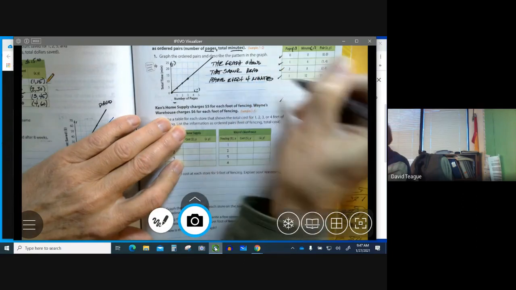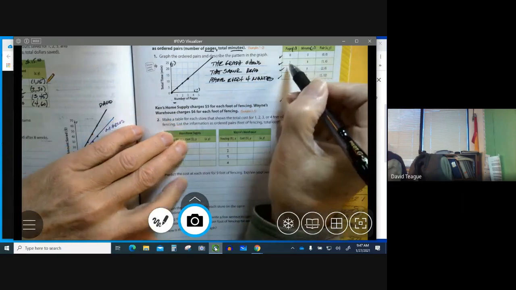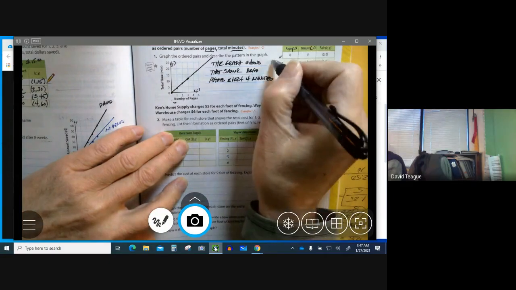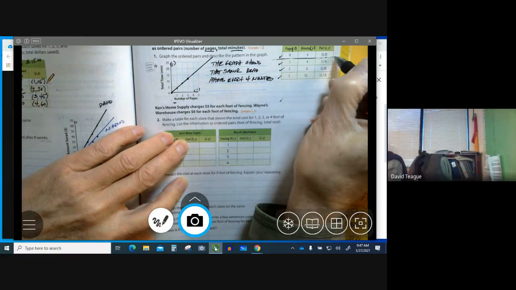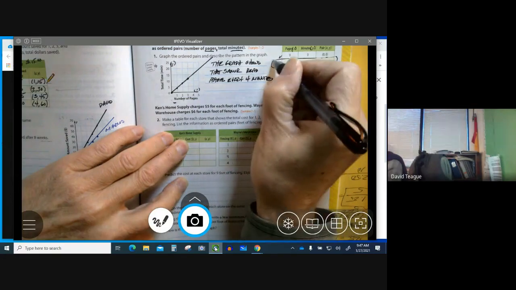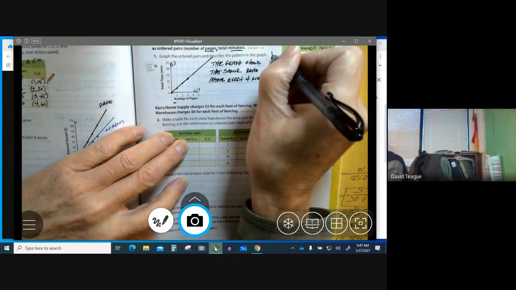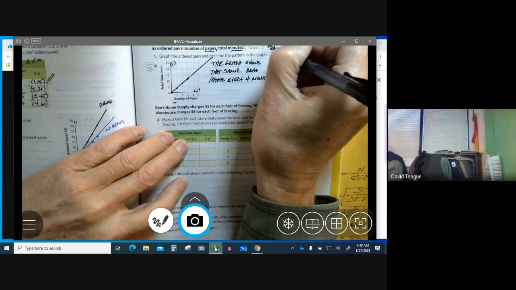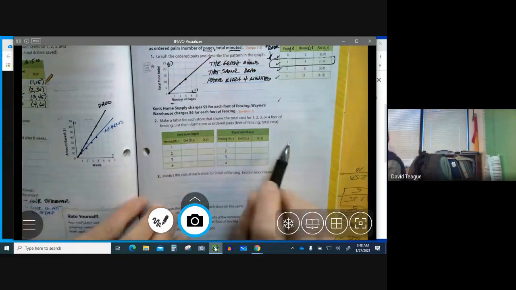And if you remember from our other lesson, when you have a 1, this is a unit rate, right? This is a unit rate because there's a 1. So this is a unit rate. Okay.